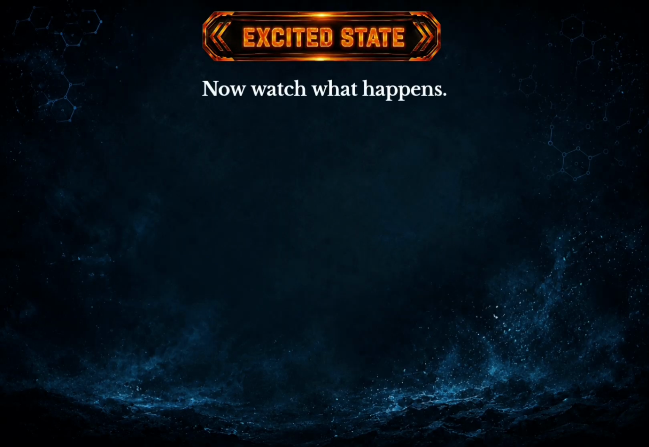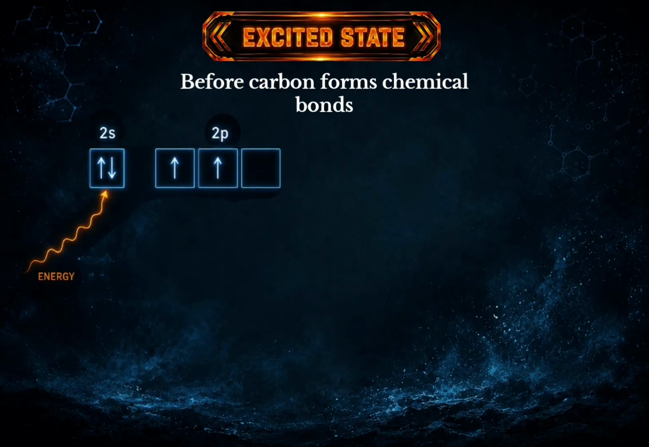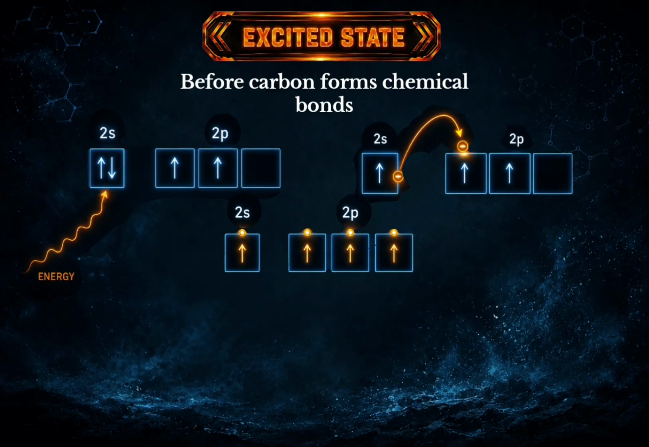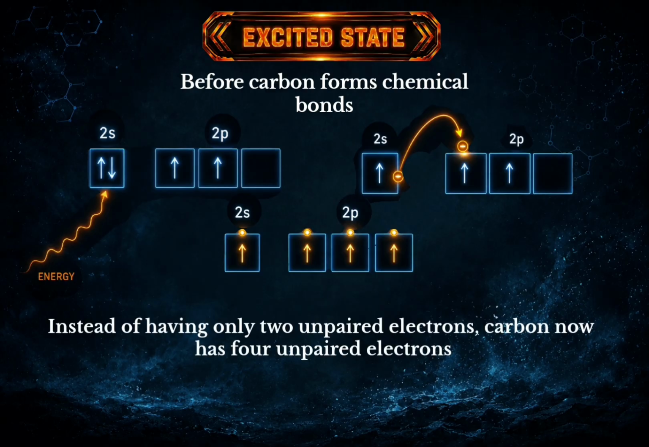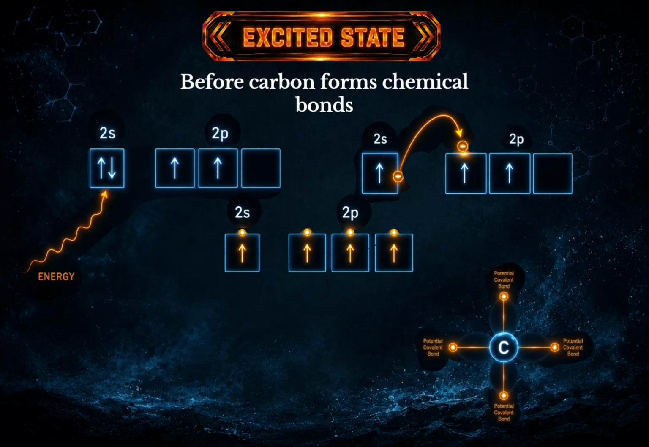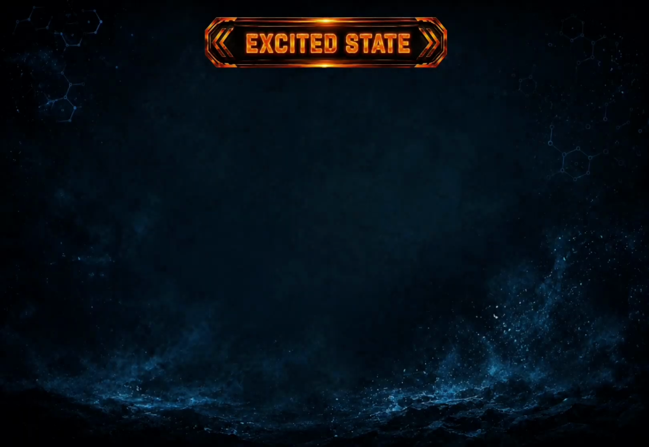Now watch what happens. Before carbon forms chemical bonds, one of the paired electrons in the 2s orbital absorbs a small amount of energy. That electron is promoted into the empty 2p orbital. As a result, carbon now has 1 electron in the 2s orbital and 1 electron in each of the 3 2p orbitals. Instead of having only 2 unpaired electrons, carbon now has 4 unpaired electrons. This means carbon now has the potential to form 4 covalent bonds. Problem solved? Not quite. A new question appears.